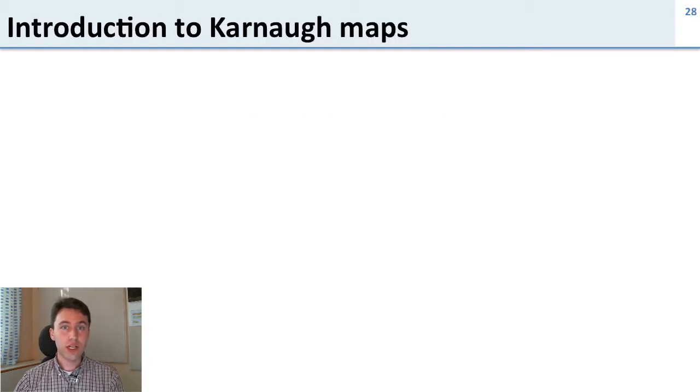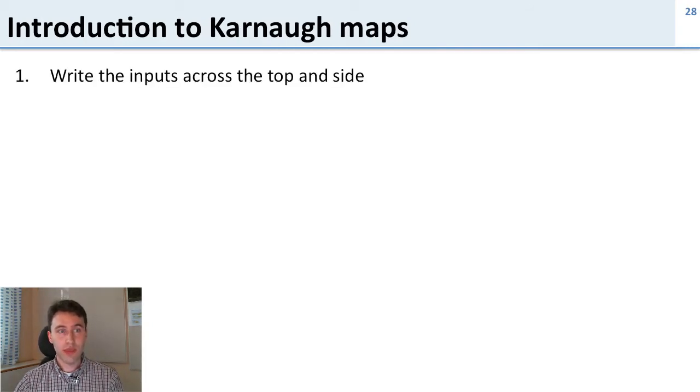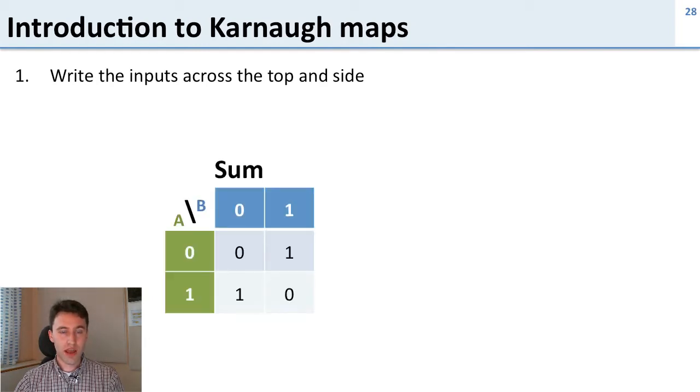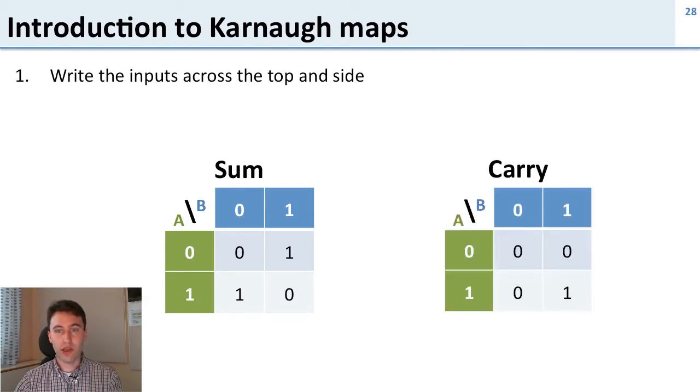So let's do an introduction to Karnaugh maps. There are 3 basic steps here, and let's get started. The first step is to write the inputs across the top and side. So here's sum from our half adder before, and you can see I wrote the B input across the top and the A input down the side. And here's carry. Again, I wrote the B input across the top and the A input down the side.